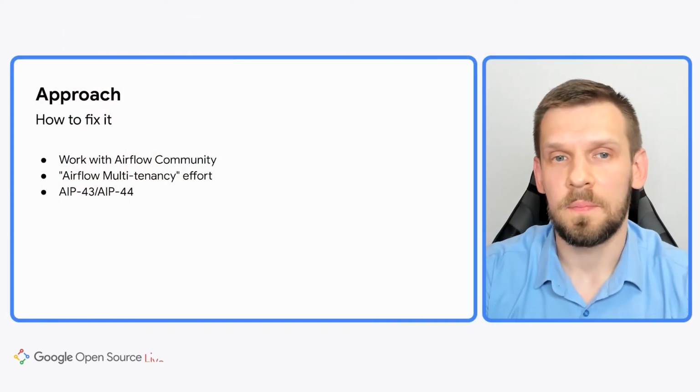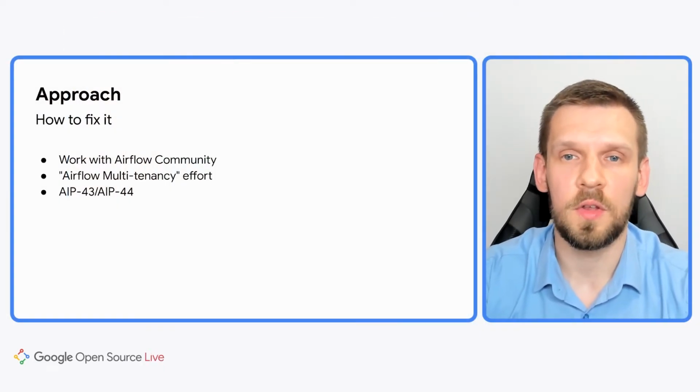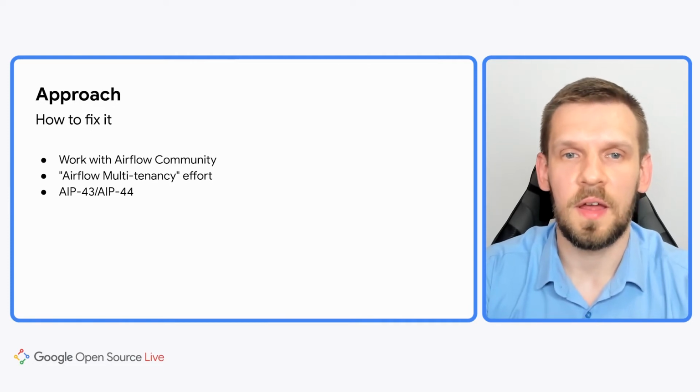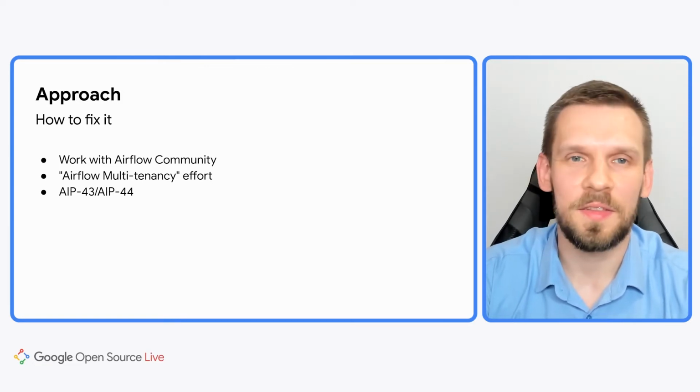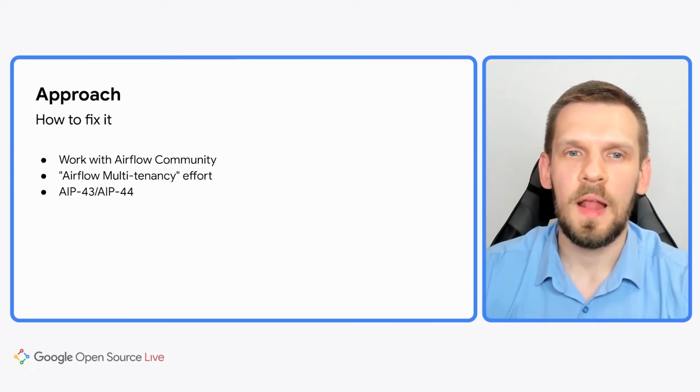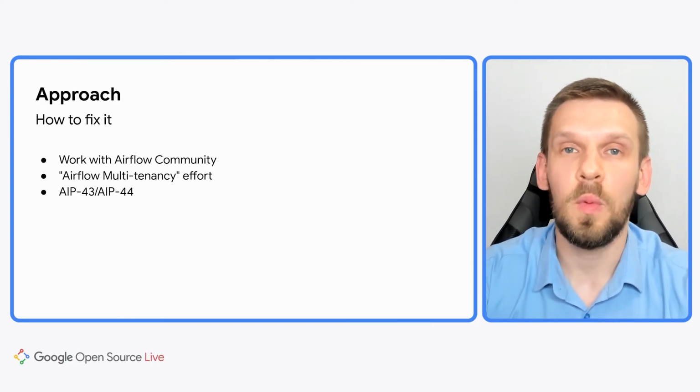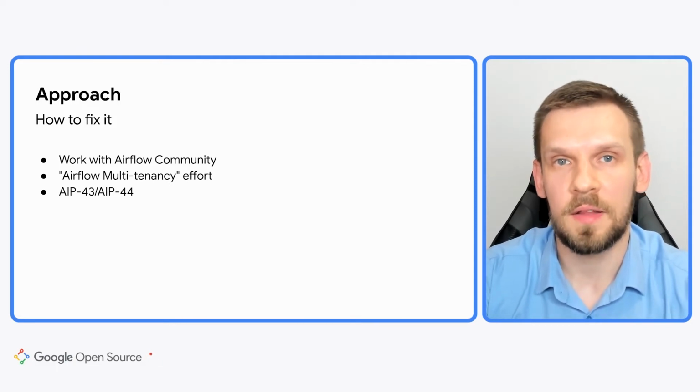When we approached the community about these problems and ideas, we quickly learned that they share the same concerns. We decided to work on fixing this issue in the Airflow community and merge all our changes there, so not only our customers can benefit from them, and we can still keep 100% compatibility with Airflow in Cloud Composer. We learned that the ideas that we had fit well into the Airflow multi-tenancy effort run by the community. So far, we prepared two AIPs, Airflow Improvement Proposals, that you will learn about in a minute.